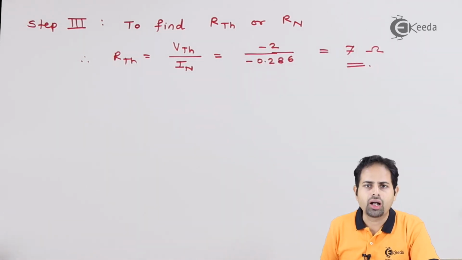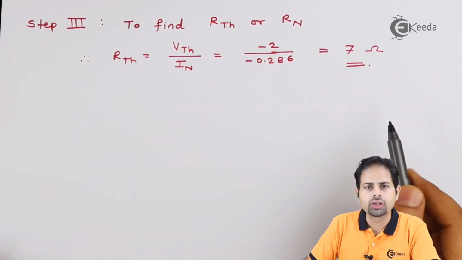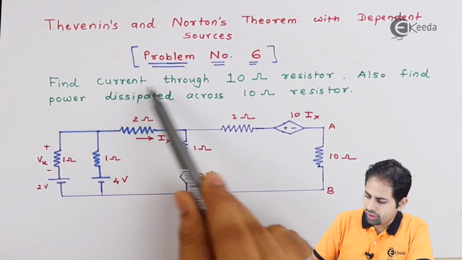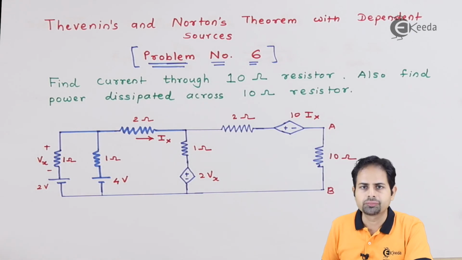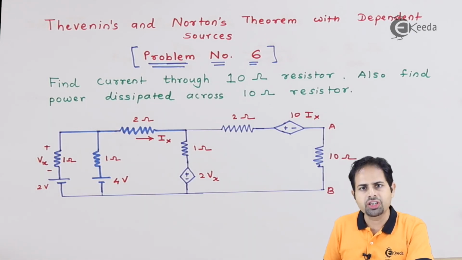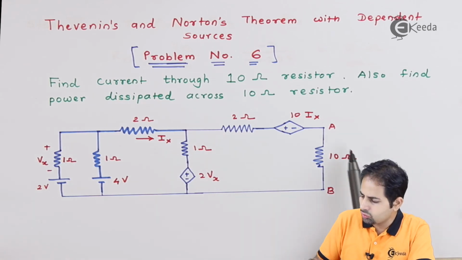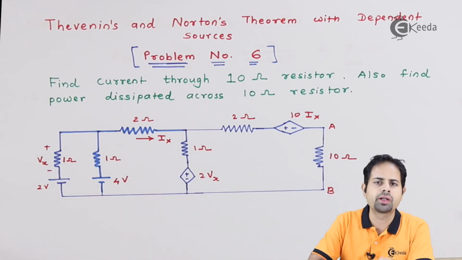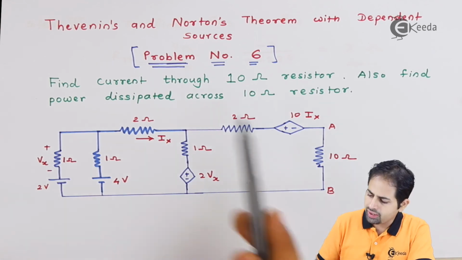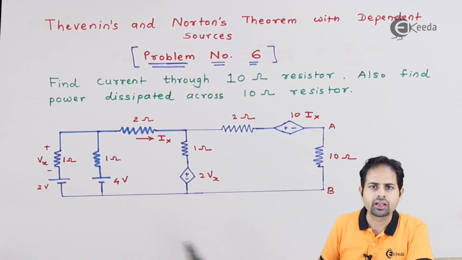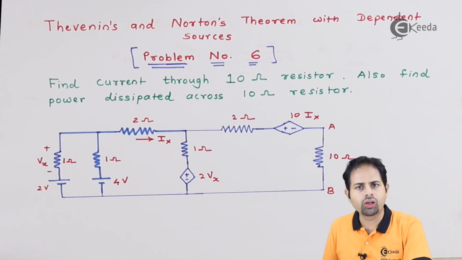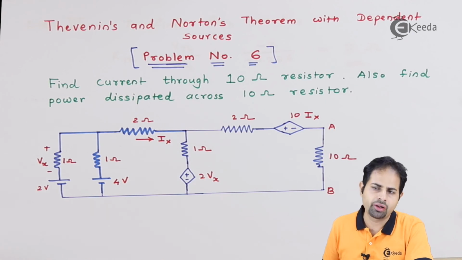So finally we have got RTH equal to 7 ohms. And now we'll go back to our question. See, our question is find current through 10 ohm resistor. We have till now found RTH as well as VTH as well as IN. So now we will draw the equivalent circuit where all the voltage sources will be replaced by VTH and whatever resistance is there will be replaced by Thevenin's equivalent resistance. So we'll draw the Thevenin's equivalent model.